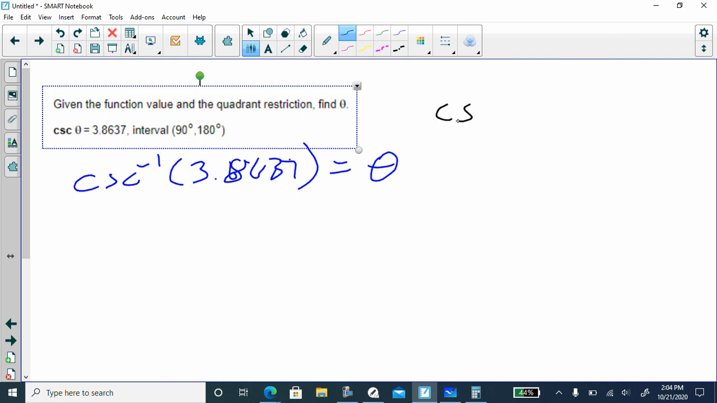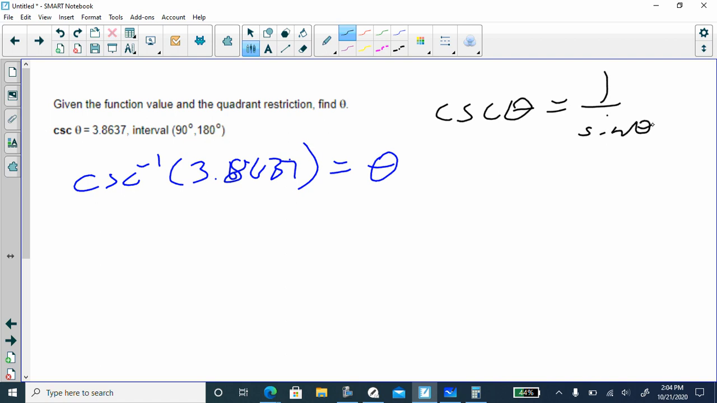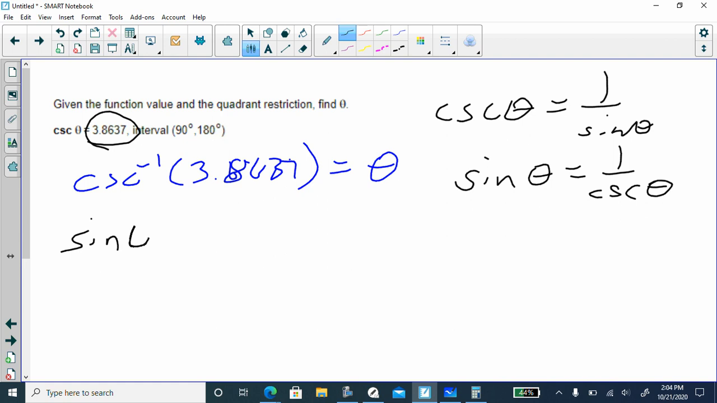But we recall that cosecant and sine are reciprocals. If we know sine, we know cosecant. Or if we know cosecant, we know sine. This time we know the ratio for cosecant. So we can translate that and say, well, if I know that cosecant is 3.8637, sine is 1 over 3.8637.